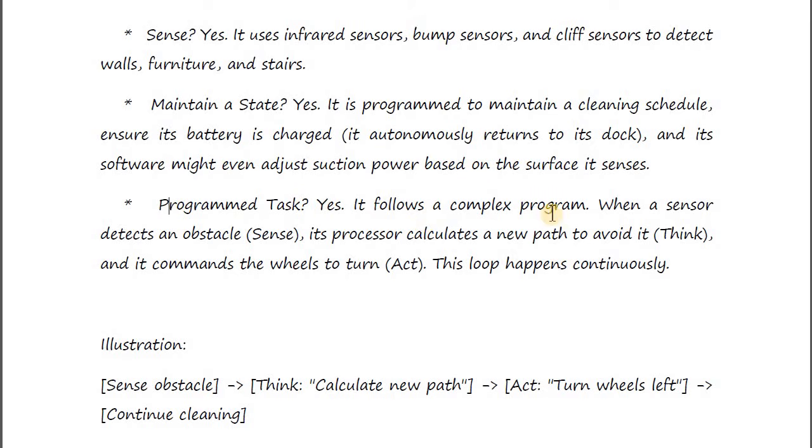Now, what about programming the task? Yes, it follows a complex program. When a sensor detects an obstacle, basically sense, its processor calculates a new path to avoid it. Okay, think. Just like a footballer going onto the ground to play football. What do you think, he will just take the ball and go and score a goal? No, there will be players from the opponent team, right? So he has to do calculations, like which fellow he has to pass to. Here, all that, just like a human, is being done by a robot. And it commands the wheels to turn.